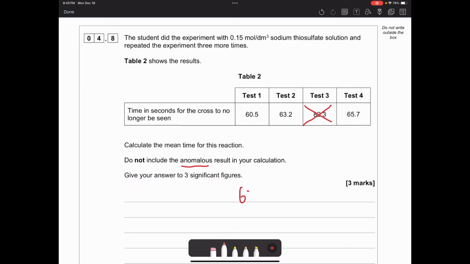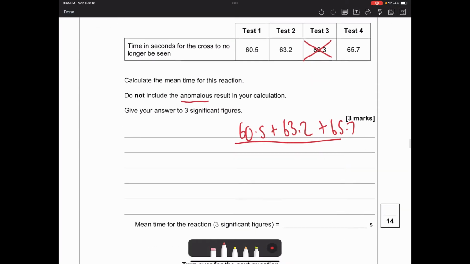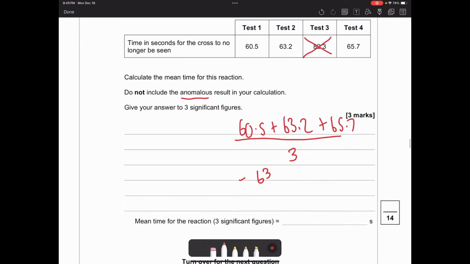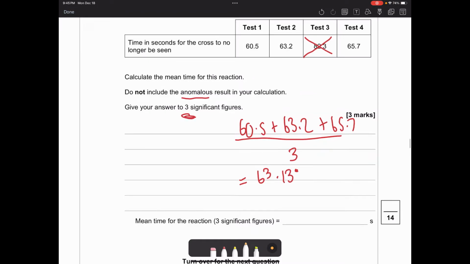Then you would do your normal mean calculation, 60.5 plus 63.2 plus 65.7, divide it by 3, and that gives you an answer of 63.13 recurring. Now you want it to 3 significant figures, so you would draw your line after 3 figures, and because it is a 3, you would round it down, so it would just be 63.1. If you left it at 63.13 recurring, you would only get 2 marks, because you haven't quite finished the question. Okay, so that is the end of question 4.